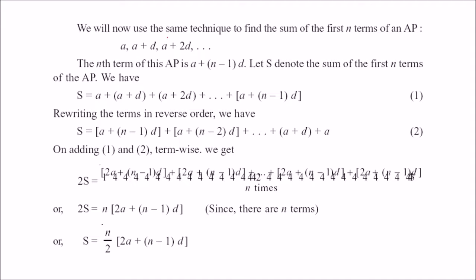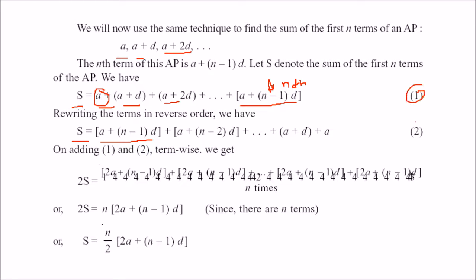So in our discussion, we have seen that the AP was in the form of a, a plus d, a plus 2d. The sum can be written as a plus d, a plus 2d, till a plus (n minus 1) into d, which is our nth term. Now just reverse it the way Gauss did. a plus (n minus 1) into d, you start with this and reach till a. The sum will remain the same.